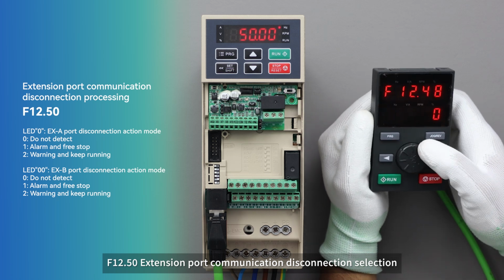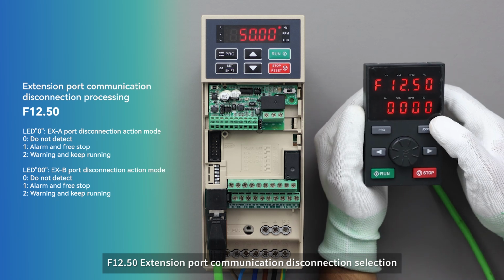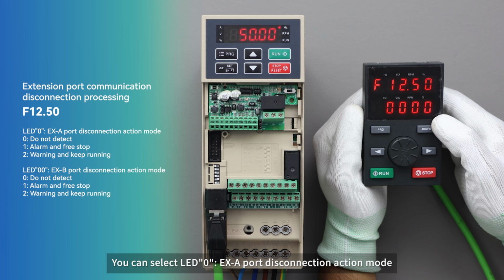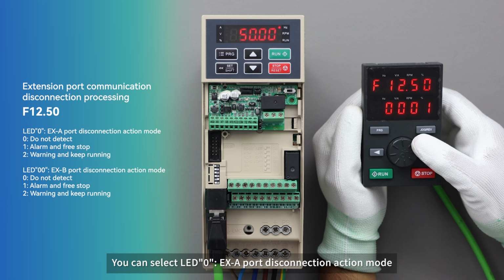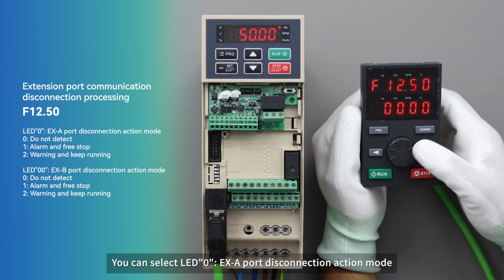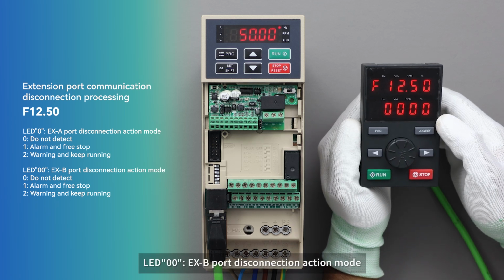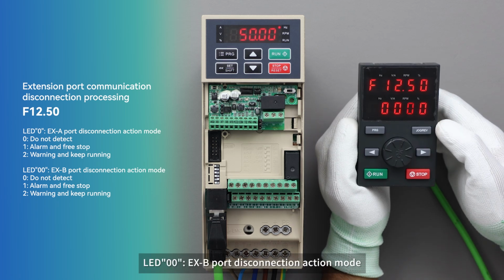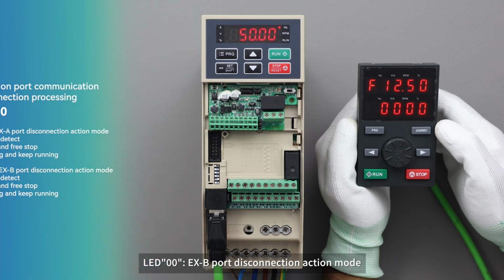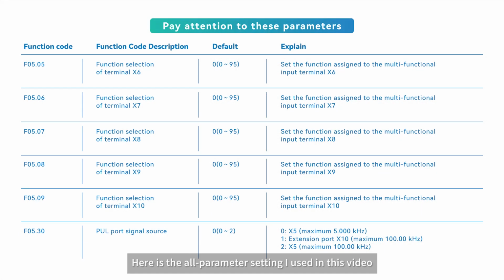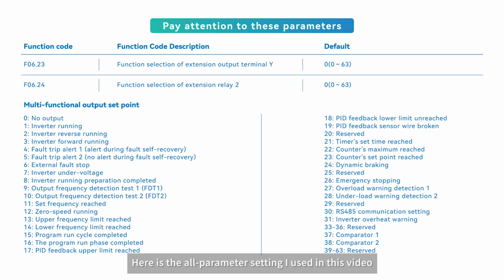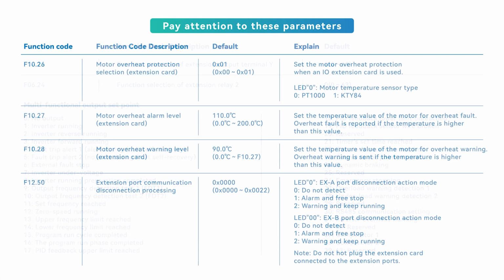F12.50 extension port communication disconnection selection. You can select LED 0, EXA port disconnection action mode, LED 00, EX port B disconnection action mode. Here is all the parameter setting I used in this video.